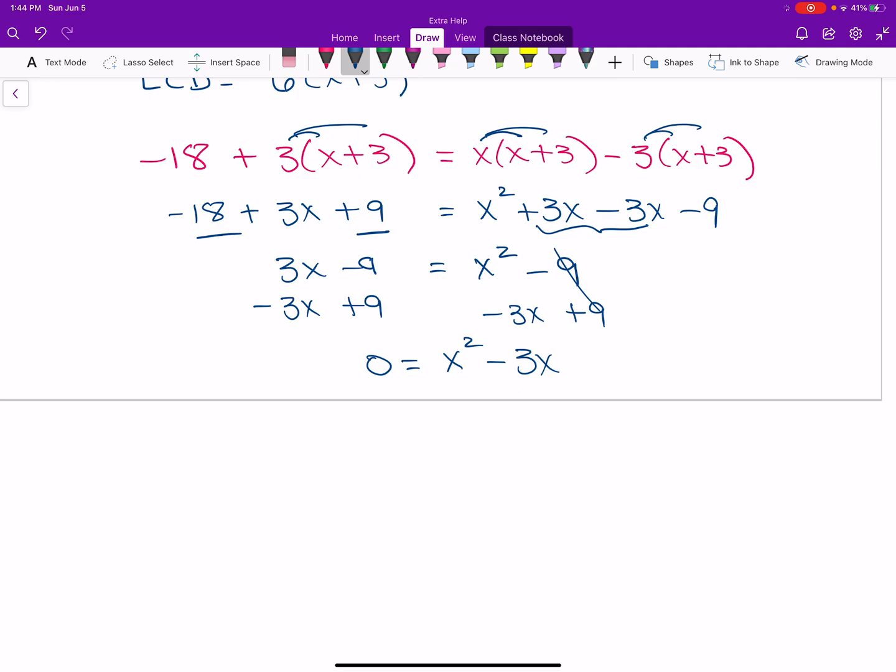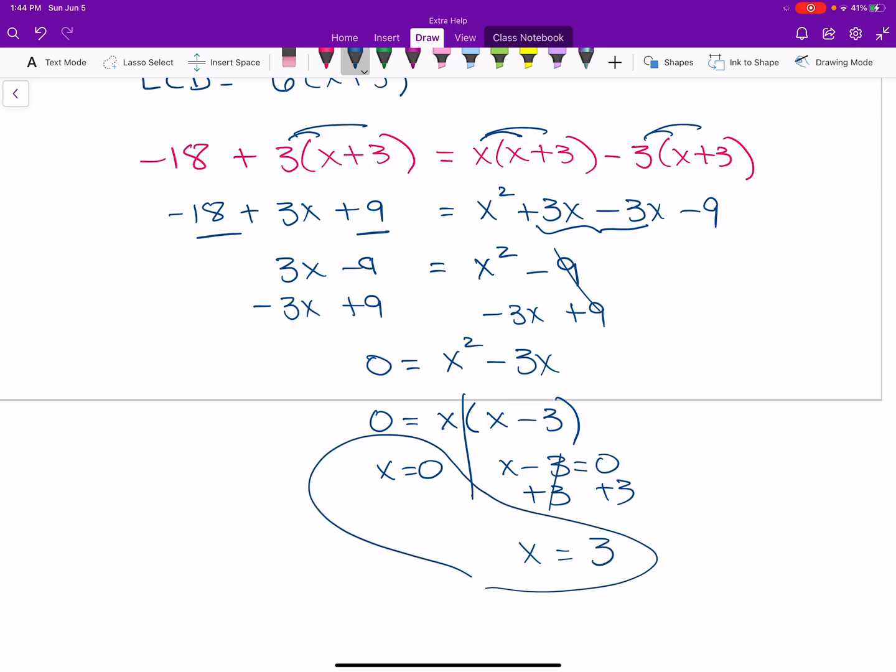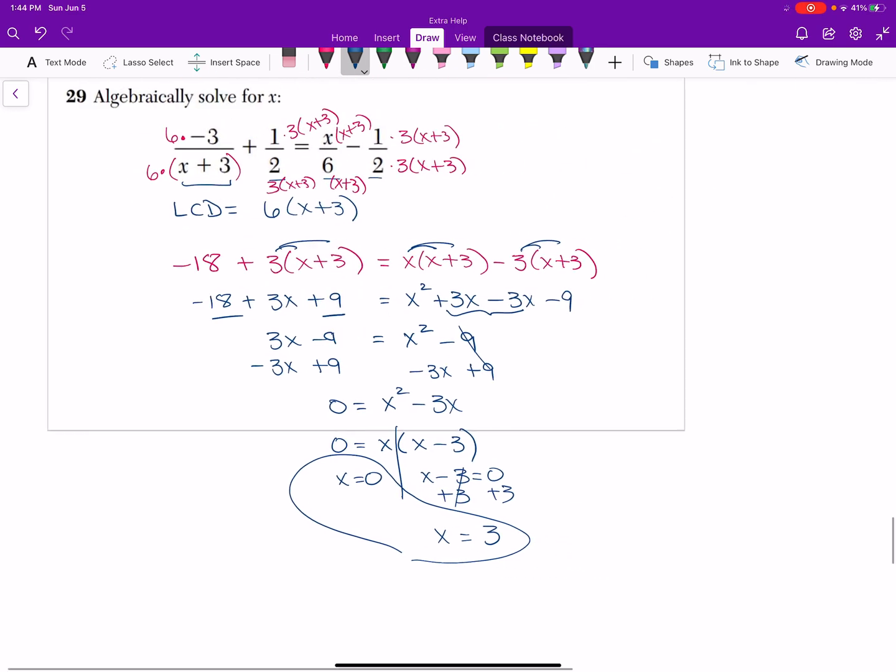Factoring, first thing we always look for is a GCF. I can take out an x. I'm left with x minus 3. So then setting each one equal to 0 and continuing to solve, we get x to equal 0 and positive 3.